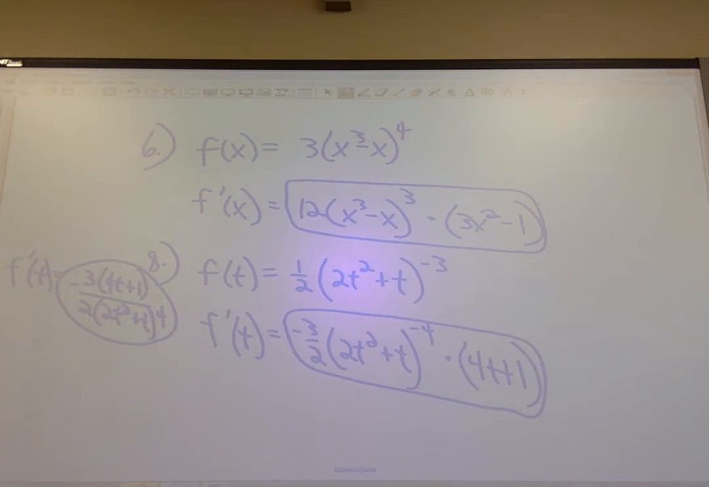Very good. What do we call that again? Chain rule. Inner function, outer function. Derivative of outer times derivative of inner.